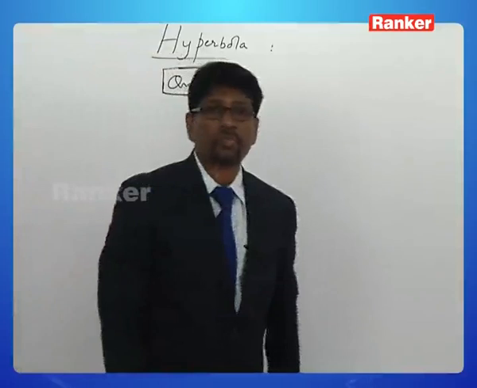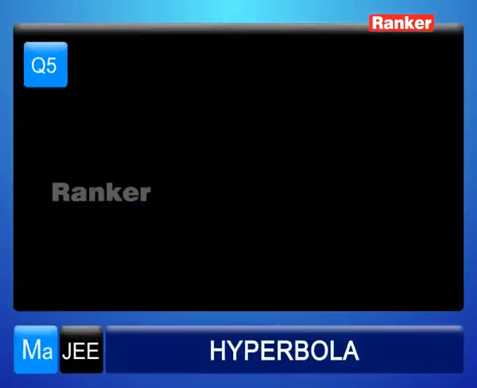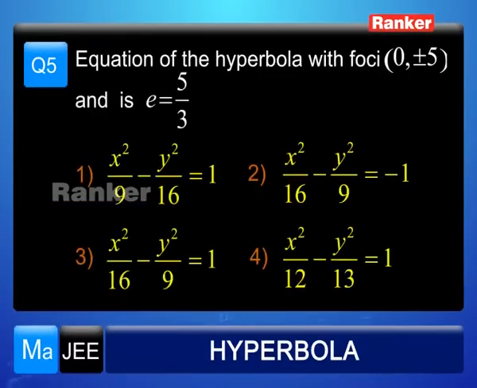Okay, let's move to the next question. Question number 5. Equation of the hyperbola with foci as 0 comma plus and minus 5 and the eccentricity equal to 5 by 3 is: first option, x square by 9 minus y square by 16 is equal to 1.